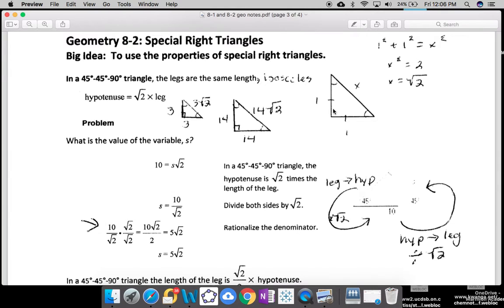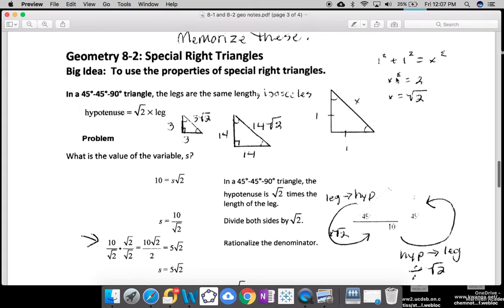Now, an isosceles right triangle, we know if both these angles are congruent, both the legs have to be congruent. We're just going to set one of the legs equal to 1. So the other leg is 1, and we're going to calculate the hypotenuse. Well, by the Pythagorean theorem, 1 squared plus 1 squared equals x squared. Our x is the square root of 2. So for this special right triangle, 45-45-90, it has a leg length of 1 and a hypotenuse length of square root of 2.